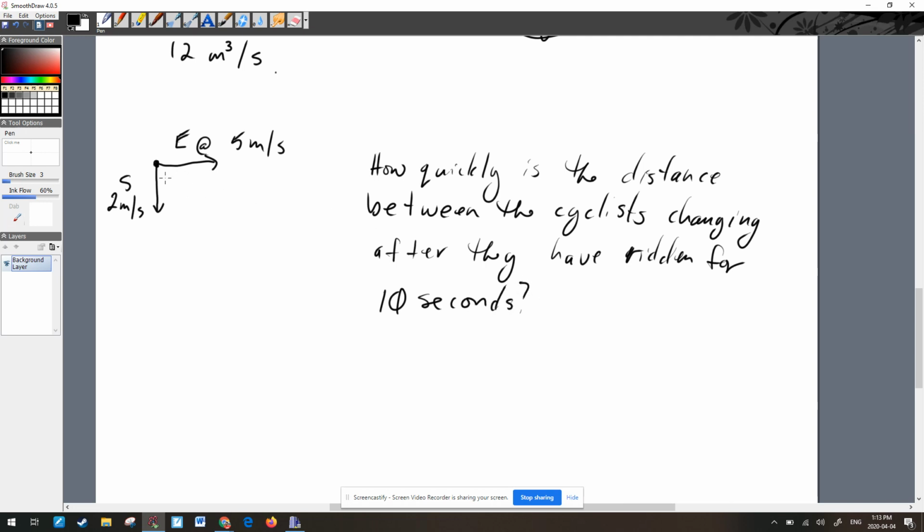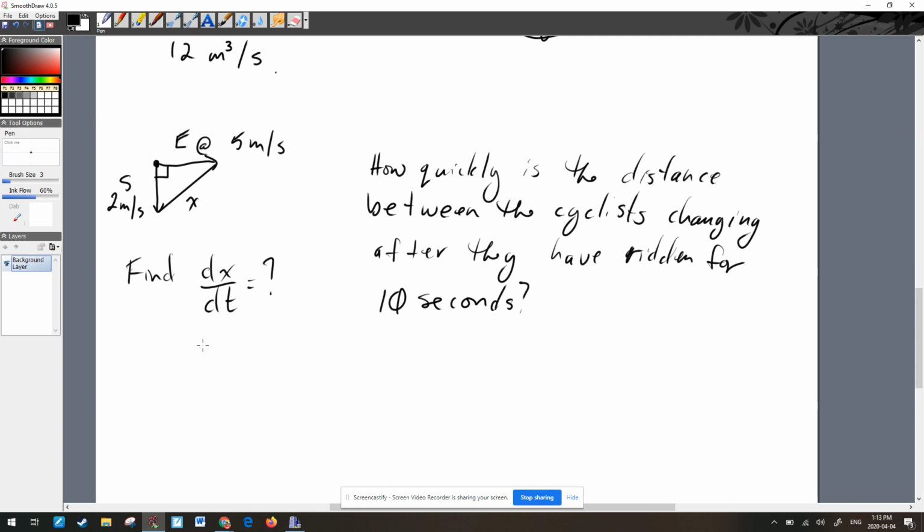Now, because we had that this was due east and this was due south, we know that we're going to be forming a right triangle. What we're really looking for is this distance here, how it changes. So I want to know what dx by dt is going to be equal to.